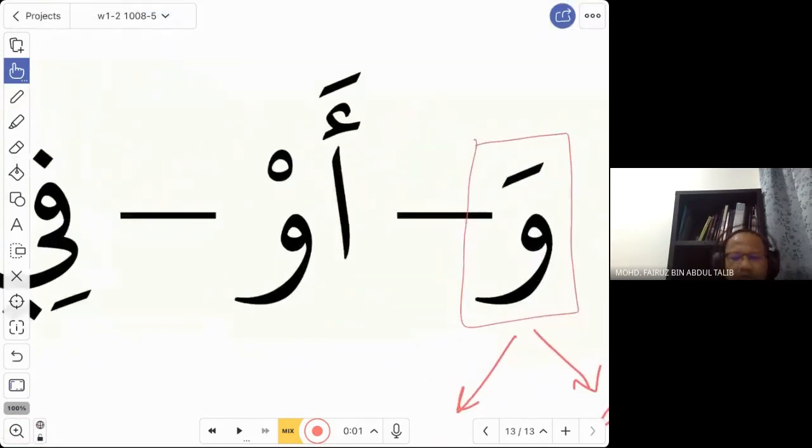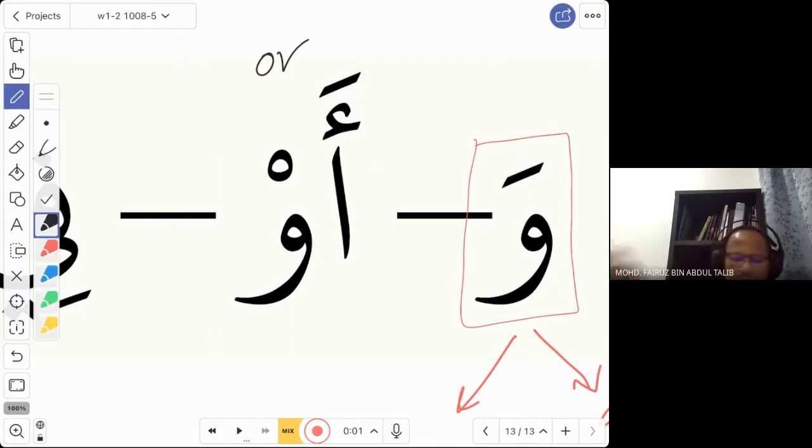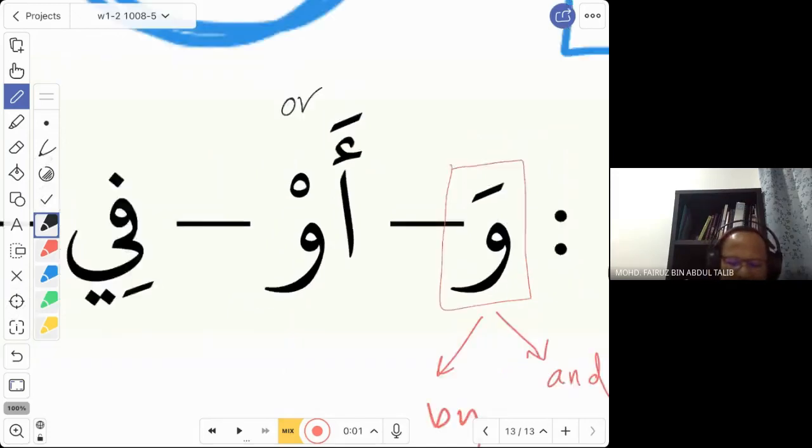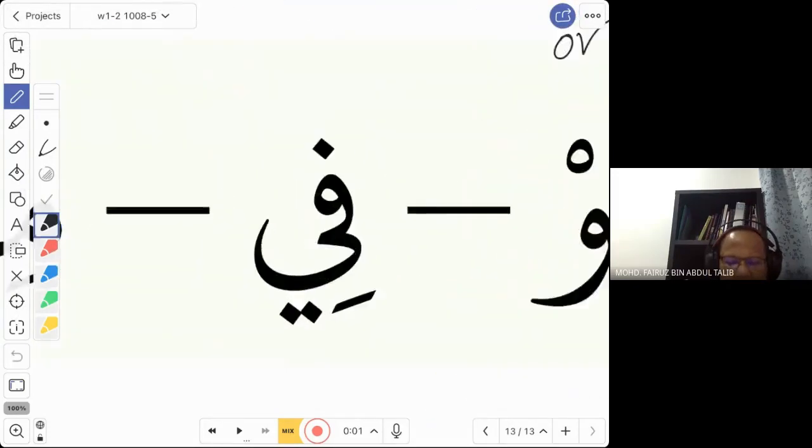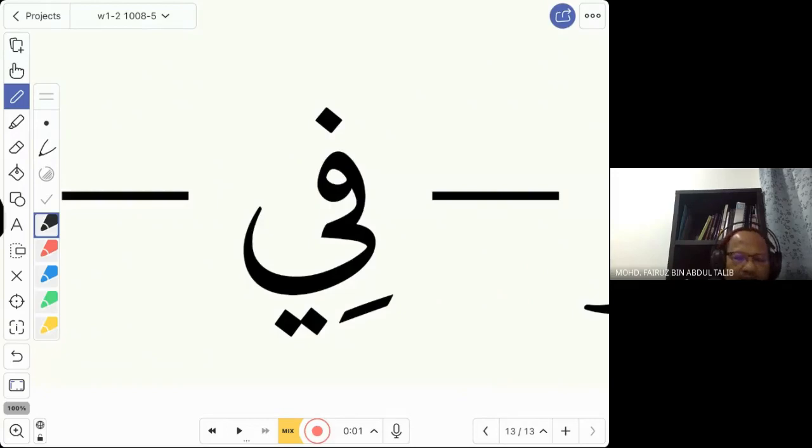But sometimes you have only one meaning for the harf, such as the word aw. The meaning of the word aw is or. So every time you see aw, it is or. You don't have other meanings for the word aw. So words like this, it is easy. But sometimes you have to look at the dictionary. The next word is fi. Fi. This is another harf.